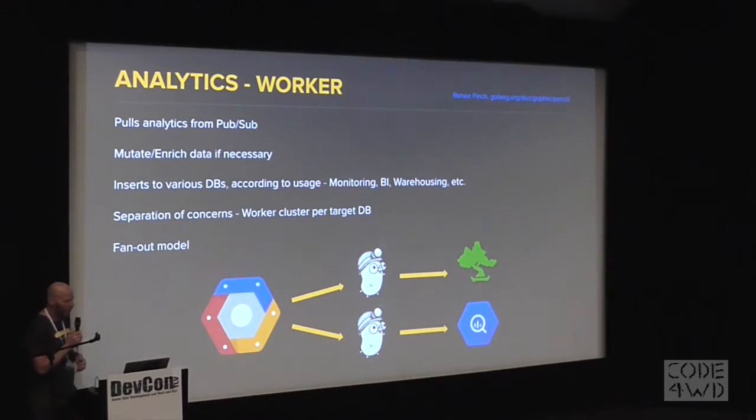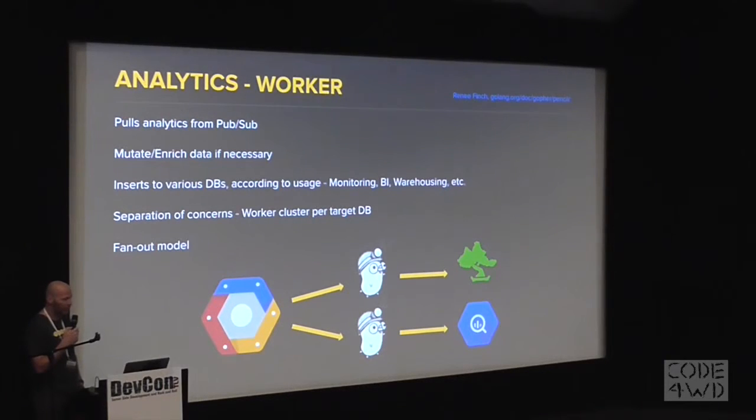Okay, now here come the workers. They are pulling the data from pub sub and mutating and enriching the data, for example, adding GeoIP resolution, etc. Transforming if we need to. I'll talk later about bugs that we found, where we used this mutation in order to fix them, client bugs that we fixed here. And we're putting the events into different databases. We have a few databases which serve different needs: monitoring, BI, warehousing, etc.